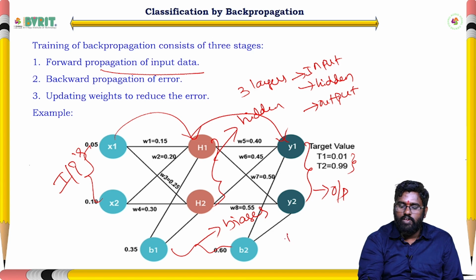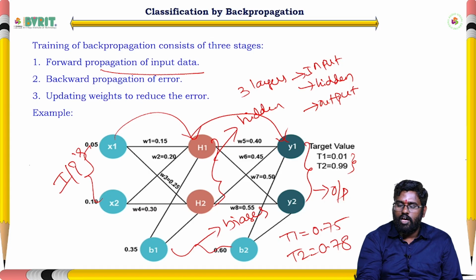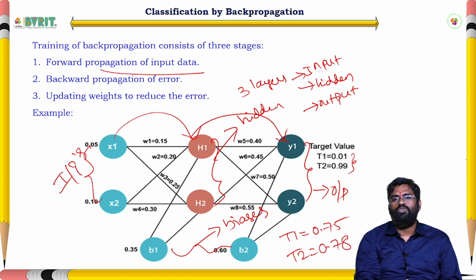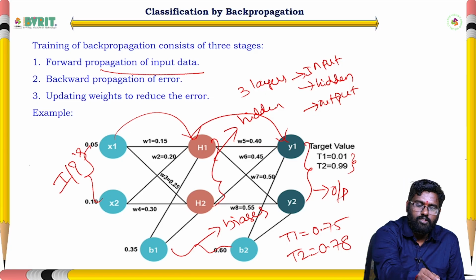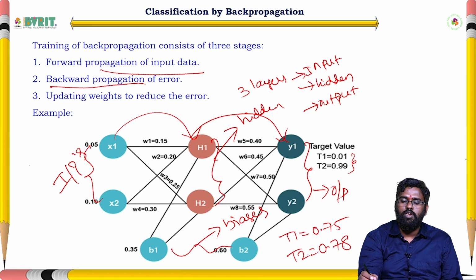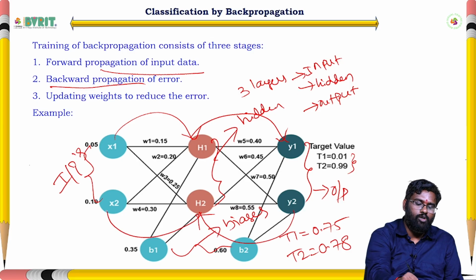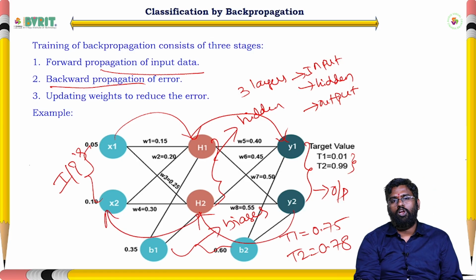After solving, we get the t1 value as 0.75 and the t2 value as 0.78. We are taking the values like this. The obtained values and the given values are not the same, so we get some error. In that case we use the backpropagation algorithm. By using backpropagation, we go from the output layer to the hidden layer and from the hidden layer to the input layer. This is called the backpropagation algorithm.